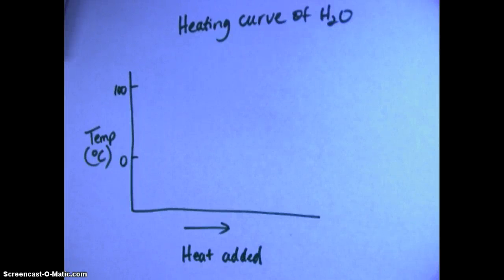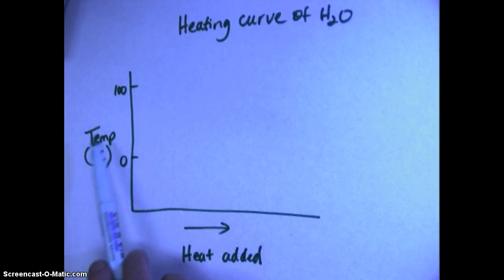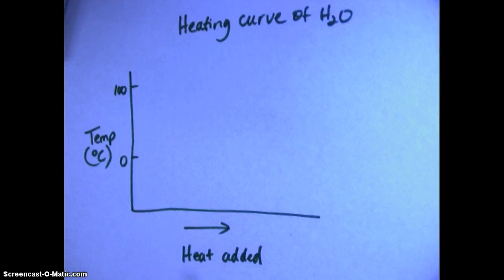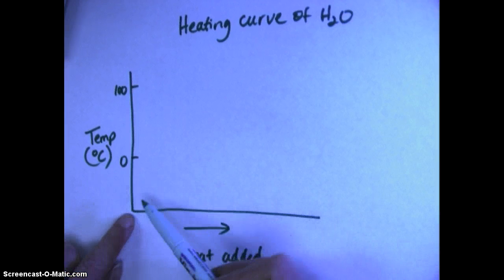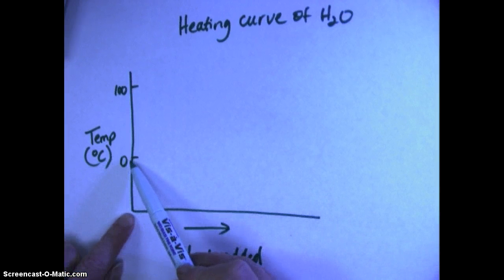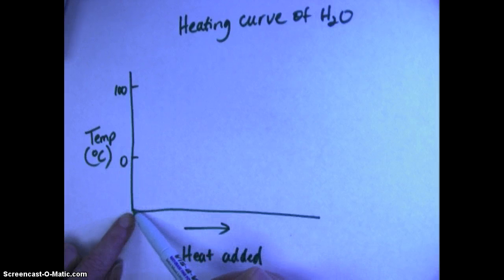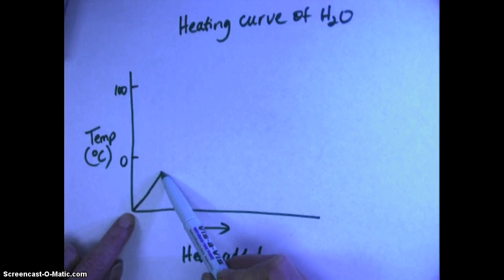In this video, we're going to look at the heating curve of water. And what this graph shows us is the relationship between the temperature of water, in this case, and the heat that's added to it. So if we were to add heat to water below 0 degrees, it would be in the solid state, and the temperature of that solid would go up.